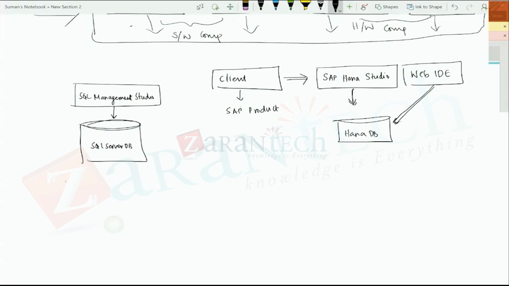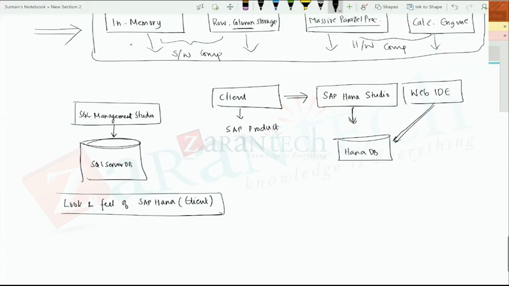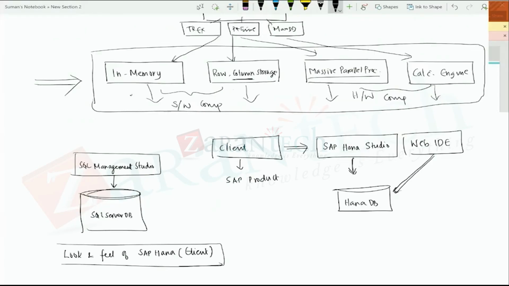So we will start looking at the look and feel of the SAP HANA system along with its client. We will also look at the client functionality. Tomorrow's focus is going to be getting a little deeper into what each functionality of SAP HANA is all about, and then start looking at SAP HANA Studio. That's what our focus is going to be on tomorrow's session.